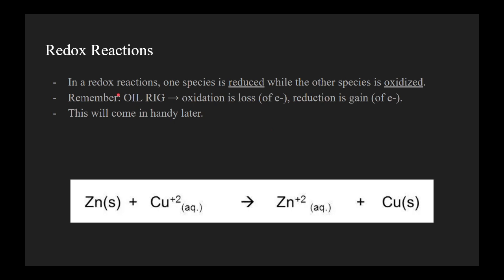So reduction essentially means that, or you can look at this mnemonic, right? Yeah. OIL RIG. So reduction is gain, and oxidation is loss. And this is referring to electrons. So if you're reduced, you're going to take in electrons or get them from somewhere, whereas if you're oxidized, then you're going to give away your electrons. This will come in handy later when we talk about some basic oxidation reduction stuff.